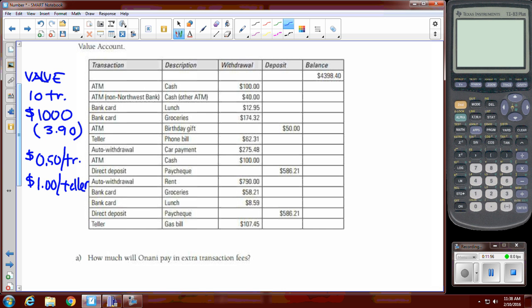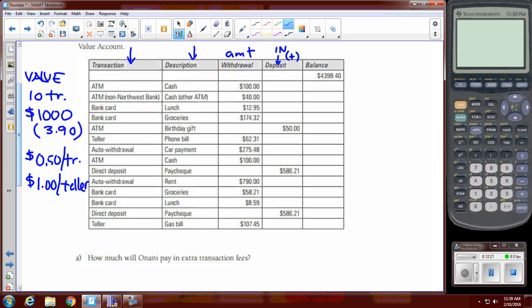So these right here are his transactions, the description of what he does and actually the amount that he takes out. This is an amount column. Deposit means money going into your account, so we add this on, and then the balance is basically what's left at the end after each transaction. So let's go through and think of his transaction fees, and we'll add them up here.